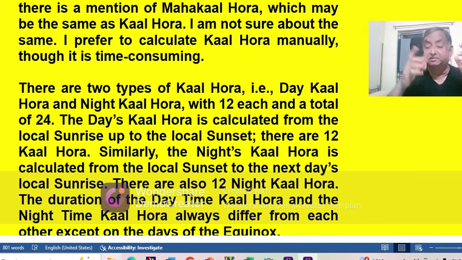Similarly, the Night Kaal Hora is calculated from the local sunset to the next day's local sunrise. It is always your birthplace. There are also 12 Night Kaal Hora. 12 in the day, 12 in the night. Total 24. The duration of the daytime Kaal Hora and the nighttime Kaal Hora always differ from each other.